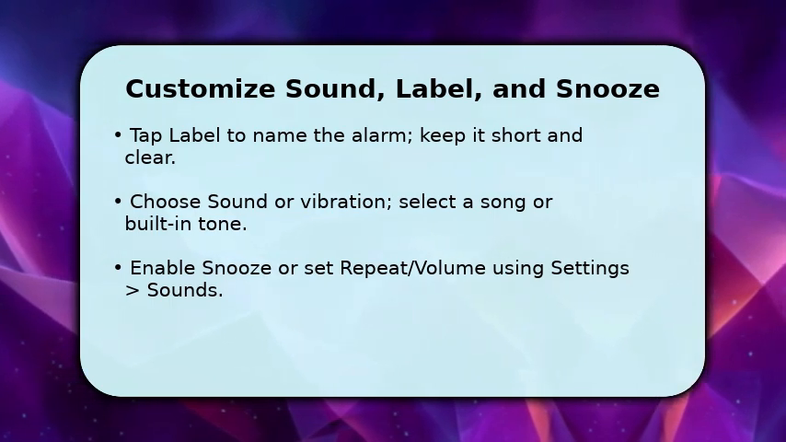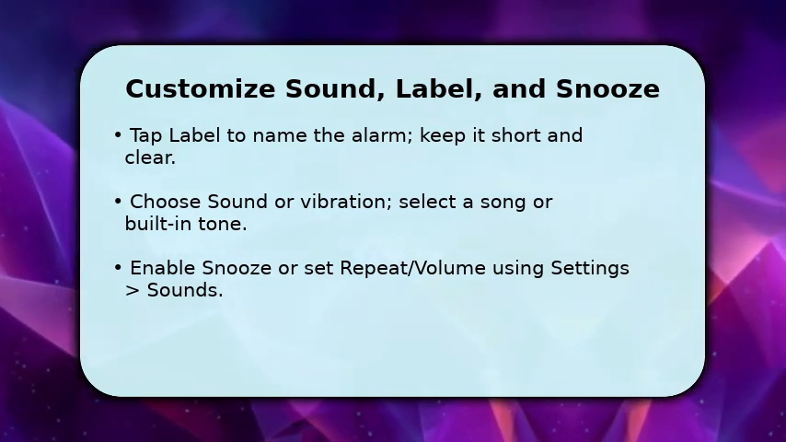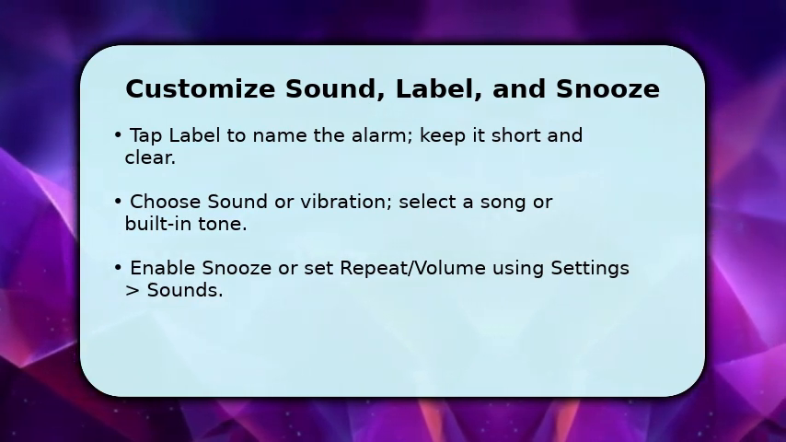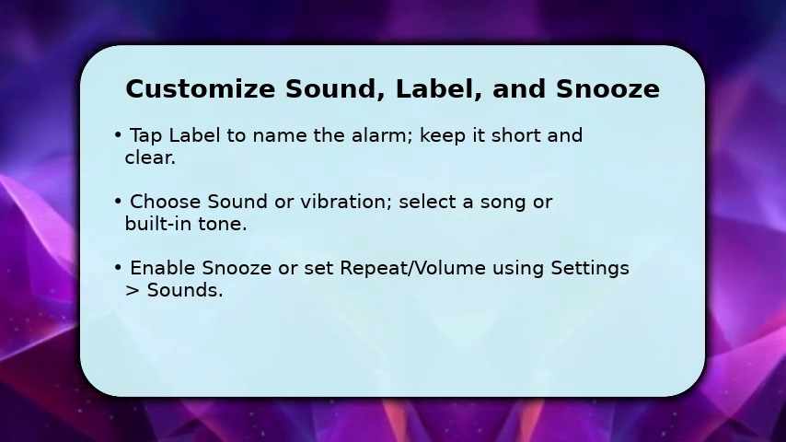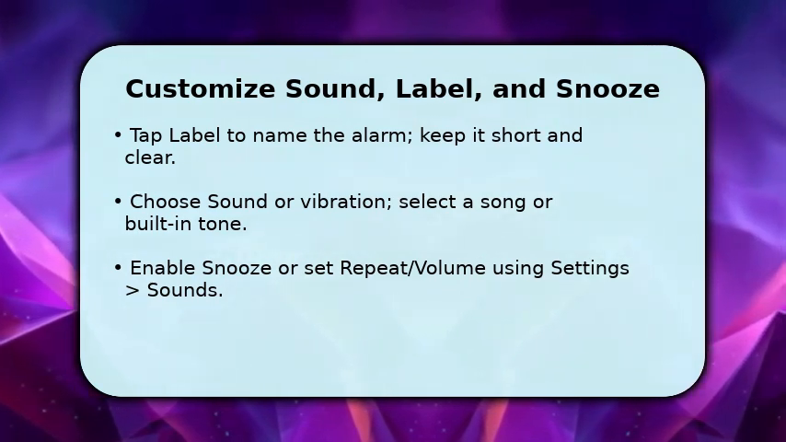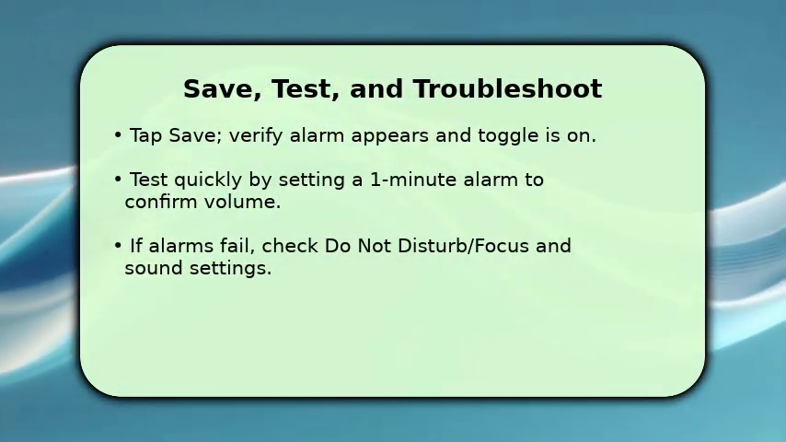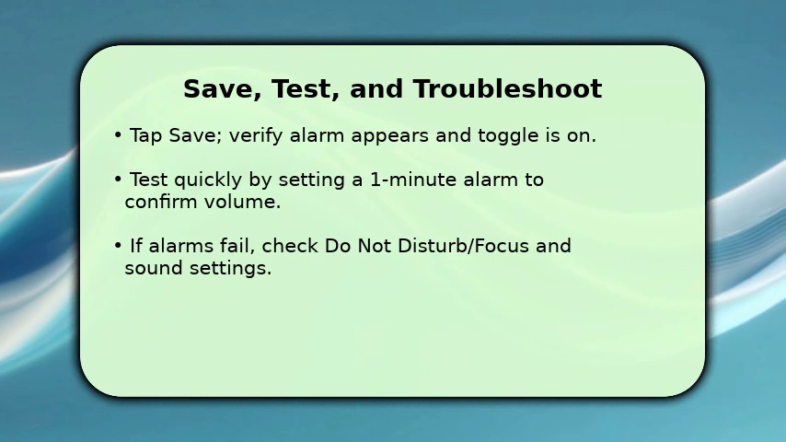Enable snooze if you want quick extra minutes, and adjust ringer and alerts volume in settings to make sure the alarm is audible. Once done, double-check repeat and bedtime integrations if you use them to avoid overlaps. Save the alarm and confirm the toggle is on in the alarm list. That ensures it will fire.